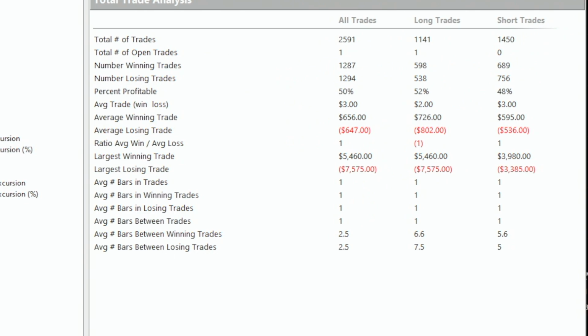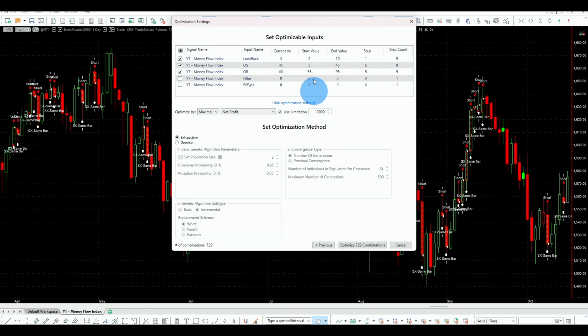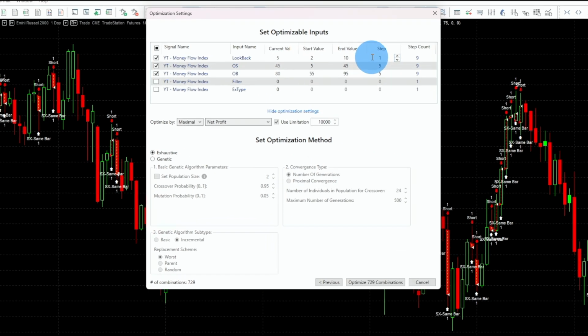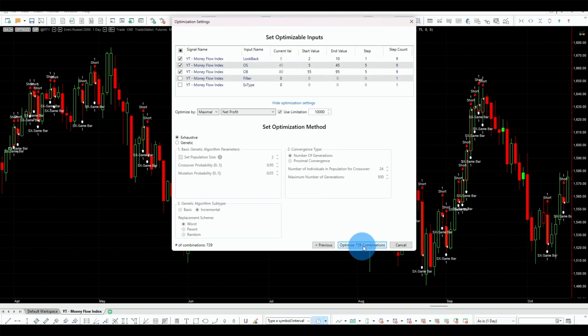So I will develop the short side separately from the long side to see how this indicator can help us in creating a short strategy. We will optimize the strategy lookback from 2 to 10 in steps of 1. Our entry level to go long is below 5 all the way to 45, in steps of 5. And our short level, to go short, is above 55 all the way to 95 in steps of 5. So all in all, we have 729 combinations. Remember, we are still exiting at the same bar, again just to find an edge, but this time it's only for the short side and no filters.